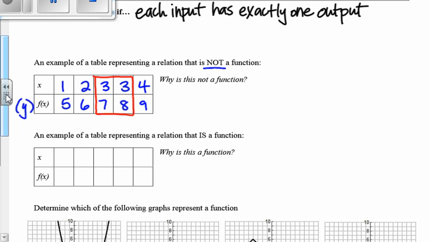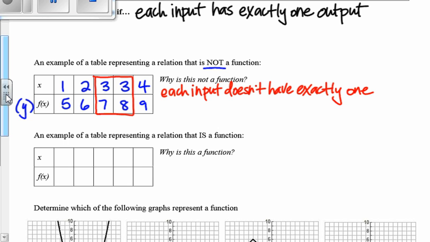So why is this not a function? Each input doesn't have exactly one output. And in parentheses, I'm going to say 3 has 2 different outputs.